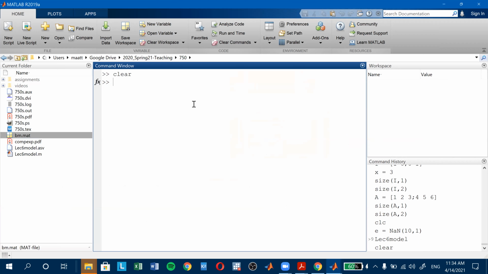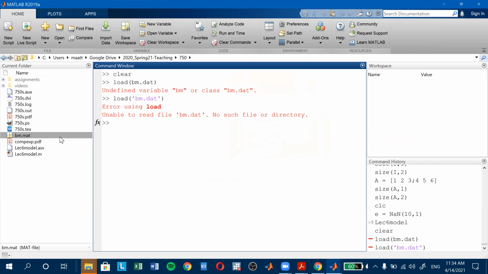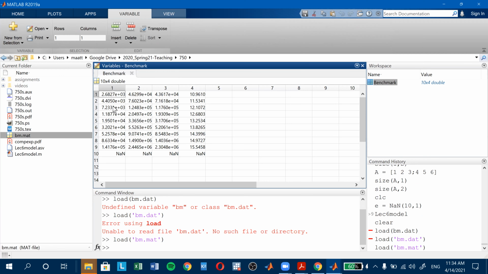So let's clear it and let's load the benchmark data that I just ran. Oops, obviously I have to use these. So when I load, oh, not dot, of course, it will be mat, right? So as you see, the benchmark data is here, right? Less than 1 minute we have.